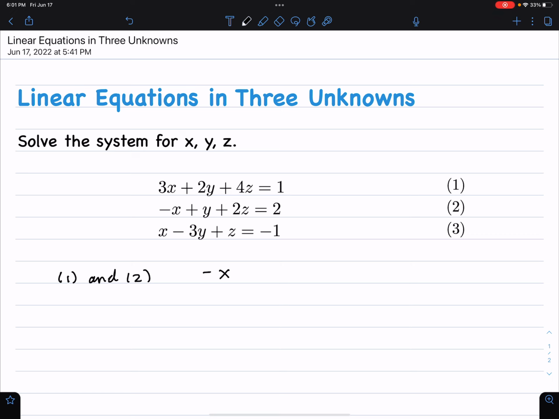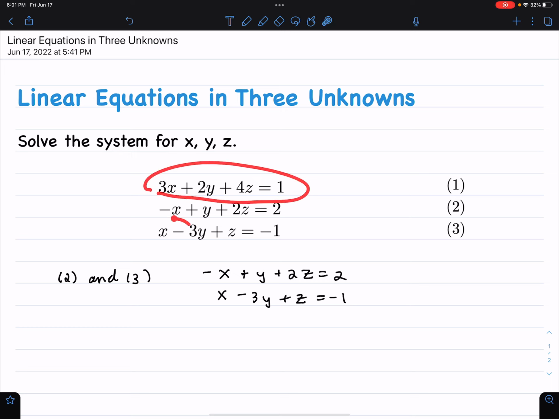Sorry, not 1 and 2, but 2 and 3. So I'm going to start with 2 and 3. But you could start with 1 and 2, or you could start with 1 and 3. You take 2 at a time. So I have x plus y plus 2z equals 2, and x minus 3y plus z equals negative 1. We could have done 1 and 3. You just take 2 of them and eliminate one of the variables. But I'm picking those two because if I add these together, the x's immediately cancel out.